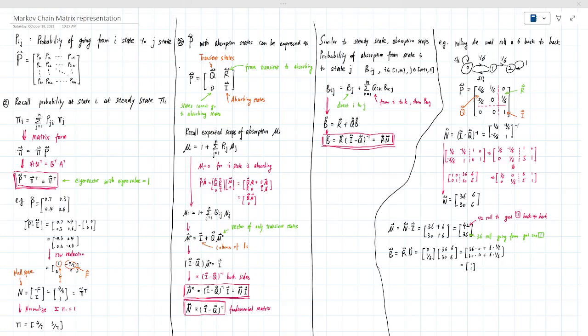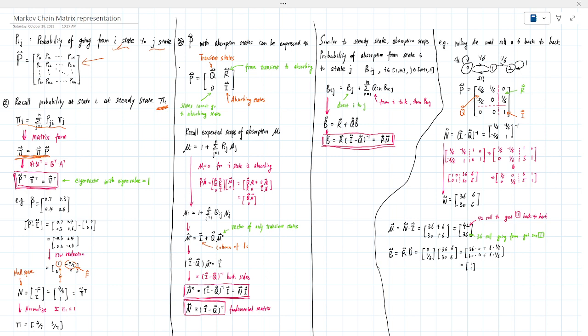Okay, let's talk about the Markov chain, but with matrix representation. It's a very powerful tool. We can represent a Markov chain as a matrix by representing the transition from state I to state J as every element in the matrix. Recall for a steady state, we have the probability of staying at state I as pi I. Based on this formula, we can have a matrix form like that.